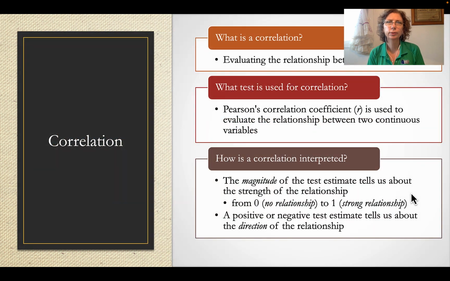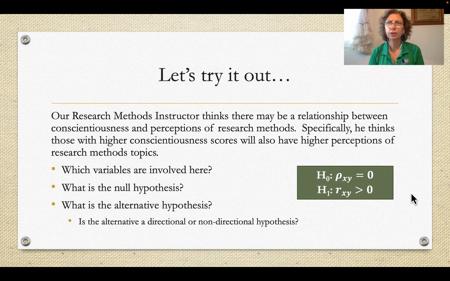Let's start with a correlation. What is a correlation? Evaluating the relationship between two variables. We use the Pearson's correlation coefficient to give us the magnitude and direction of that relationship, and we use an effect size called the coefficient of determination to determine how much shared variance is between those two variables. So let's try it out.